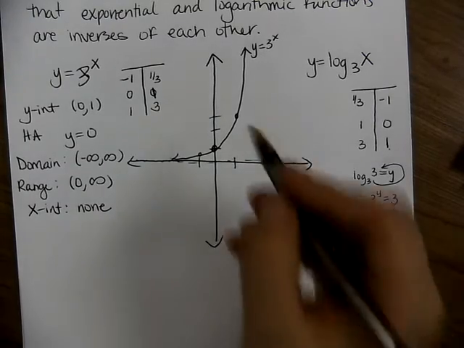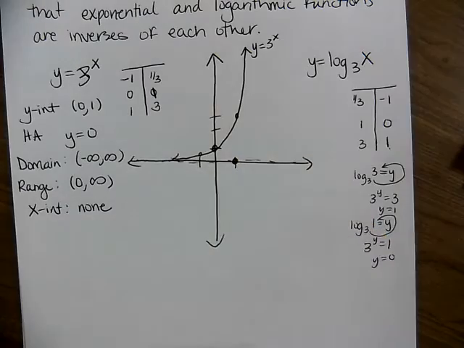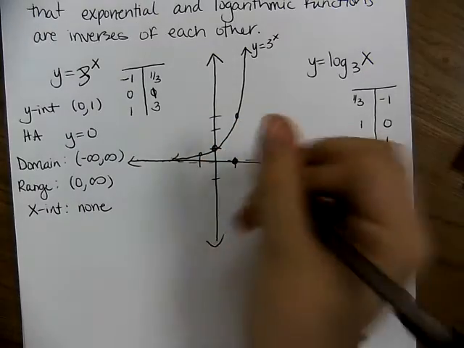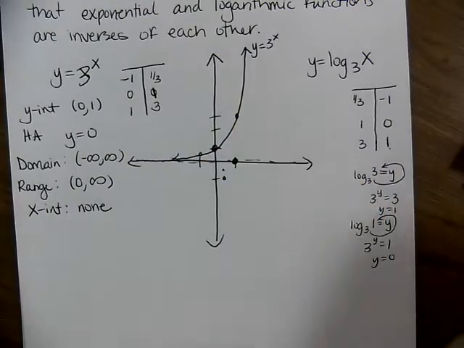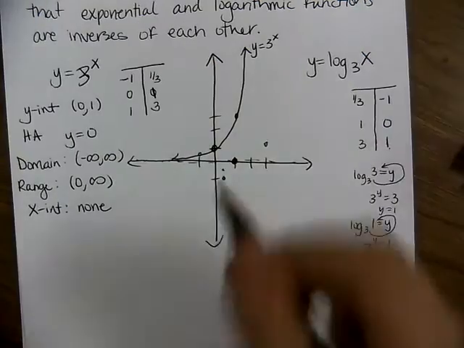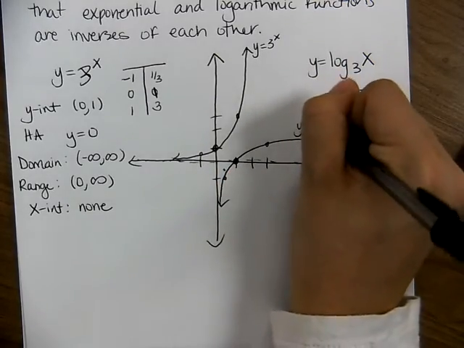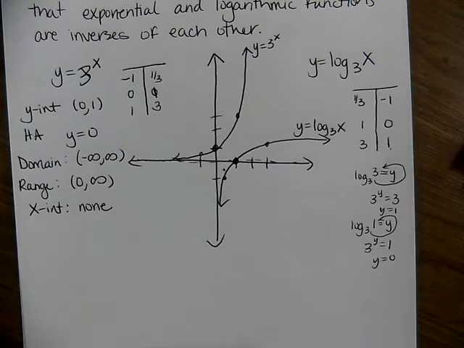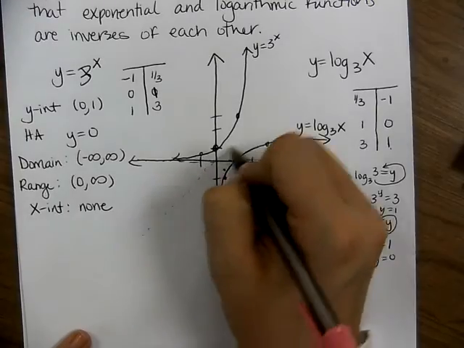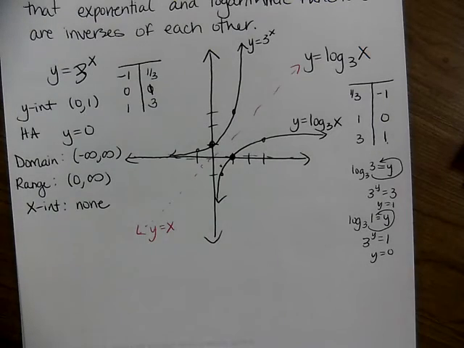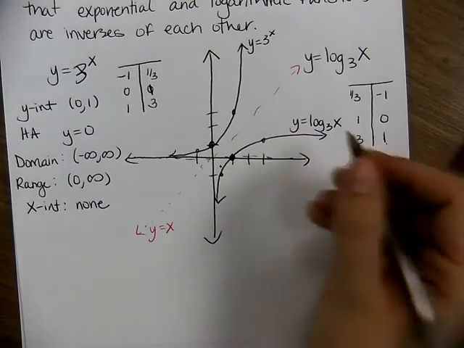So now that I have that, I see that I have an x-intercept at (1, 0). I have (1/3, negative 1), which is like here, and (3, 1), which is here. And so the graph of log looks like this. So I have y equals log base 3 of x. So let's talk about some more of those pieces that go with the log. Now, first of all, does everybody see that reflection happening here over the y equals x line? That has to be true. If they're inverses of each other, they have to be able to reflect over that line. We can see that.